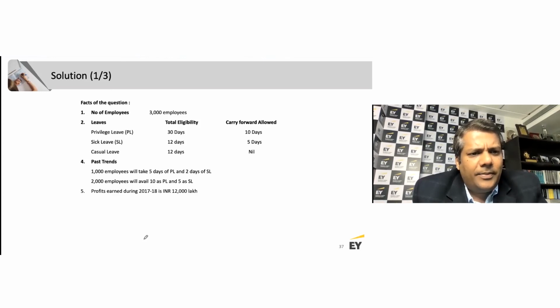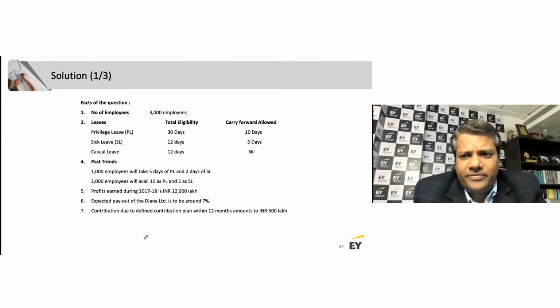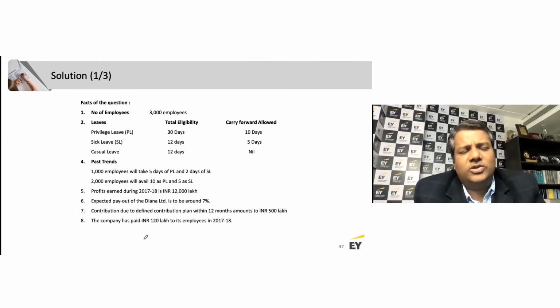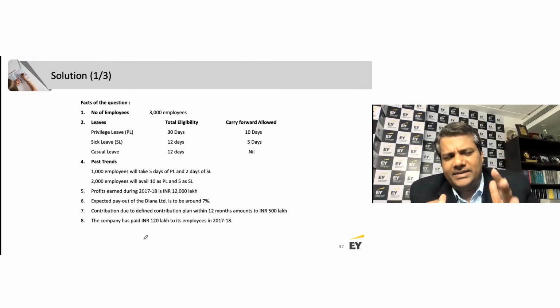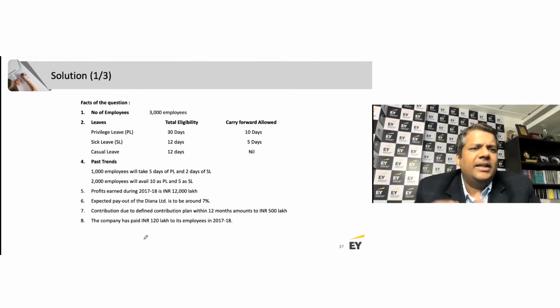And then profits earned during the year are 1,200 lakhs, the expected payout is 7%, and the contribution is to be 500 lakh and I have paid 120 lakh. Now all the data points in the question are tabulated nicely. This is what you need to do as a first step: tabulate all the information so that you don't go wrong in your answering. It's important to capture the information in a meaningful manner. Now we've got all the data plotted.